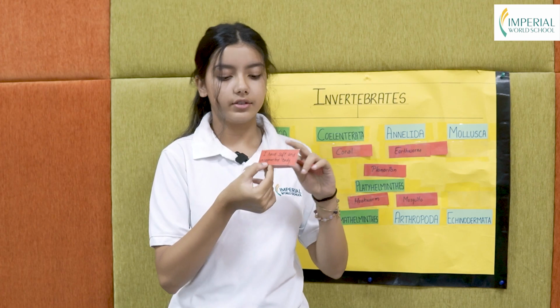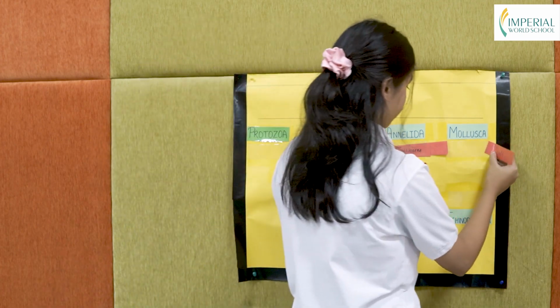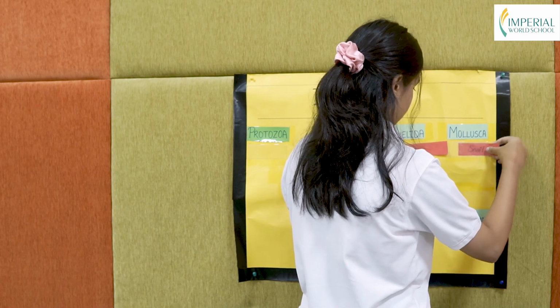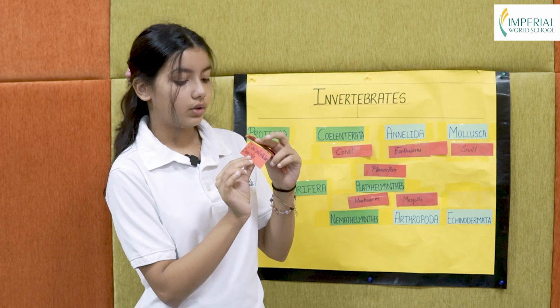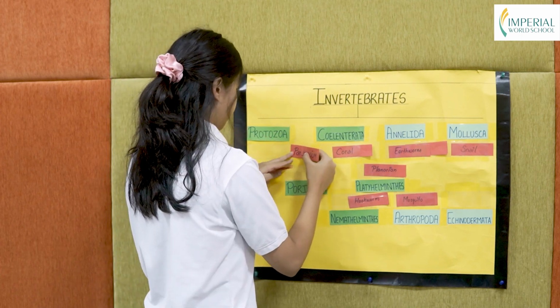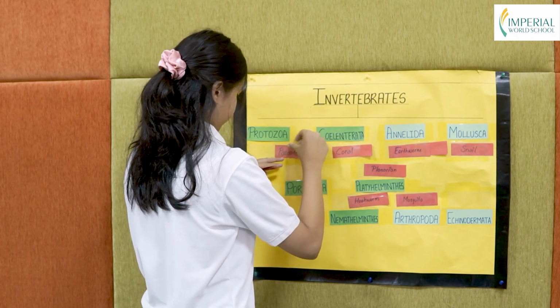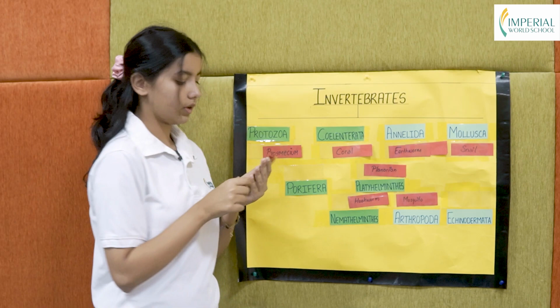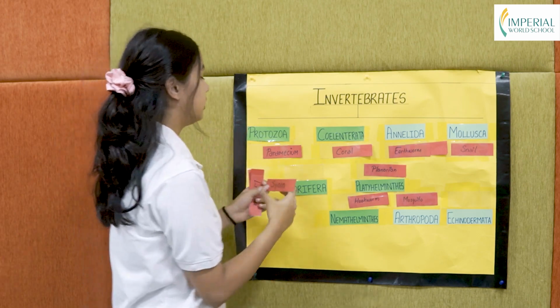Snail. I have soft and unsegmented body, so it is Mollusca. Paramecium. I am unicellular, I have cilia, so it is Protozoa. Sycon. I have numerous spores, so this is Porifera.